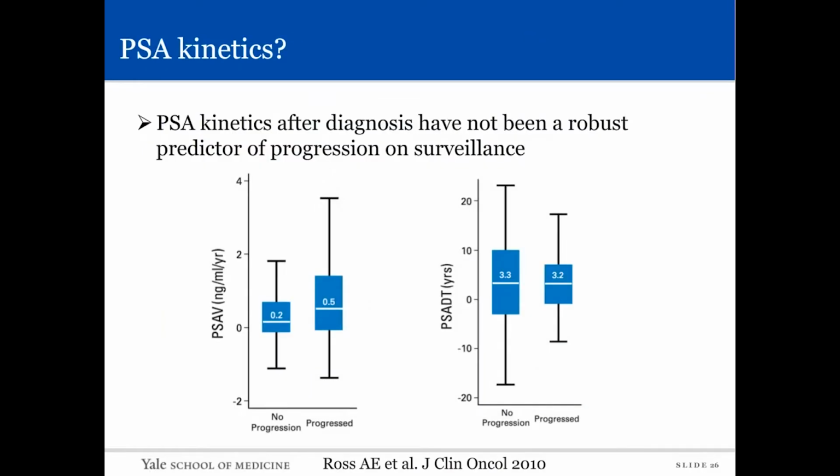Some of the other questions that we evaluate is the role of PSA kinetics. And this question really comes back and forth quite a bit in terms of the role of it, and there's always sort of some back and forth about this. In the Hopkins data, PSA kinetics after diagnosis have not really proven to be a robust predictor of surveillance. So if you look at patients who progressed, PSA velocity and PSA doubling time were not significantly associated with those outcomes. And so we're really de-emphasizing that as a predictor of who is at higher risk for progression.